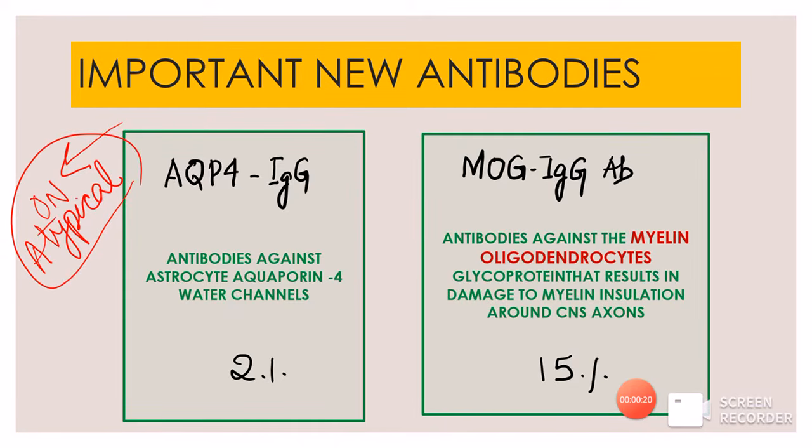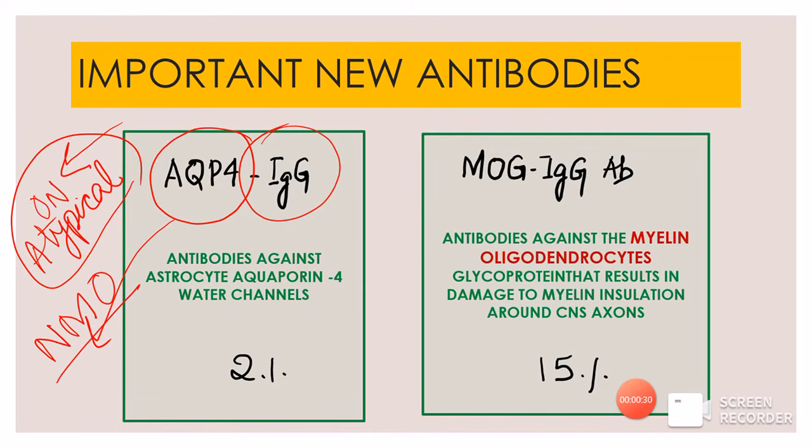The second concept I want you to remember is that aquaporin-4 IgG antibodies are usually positive in patients with NMO, that is neuromyelitis optica or Devic's disease. Now, a patient who has MOG IgG type of antibody also has atypical optic neuritis, and this is called MOG optic neuritis.